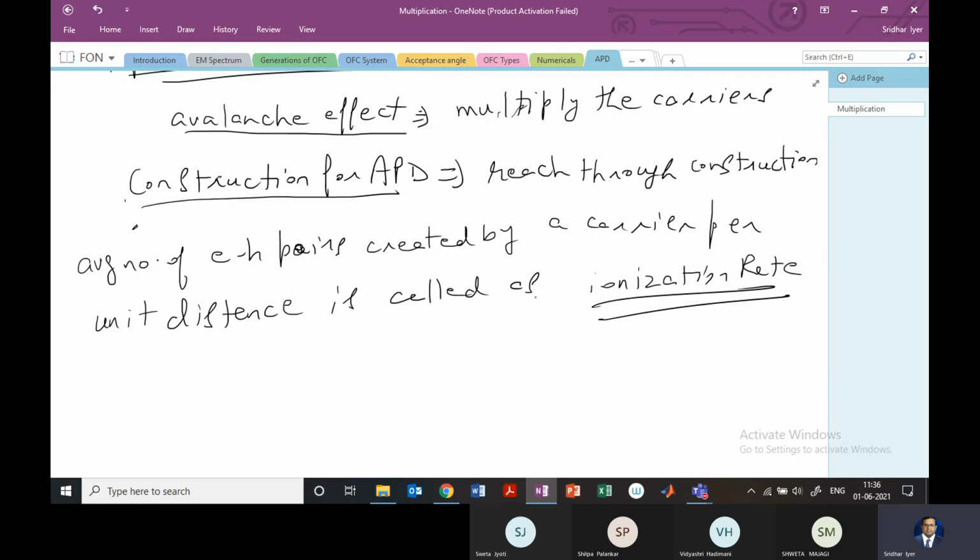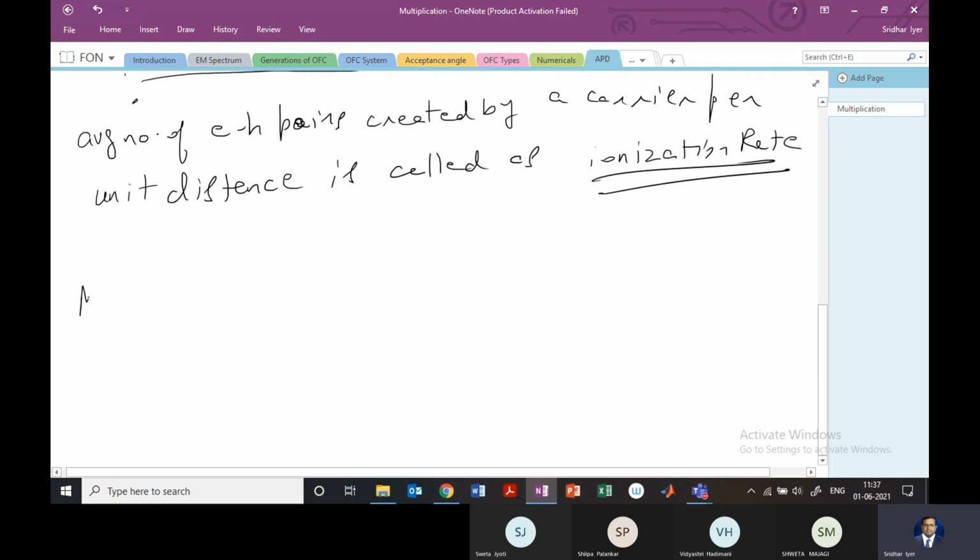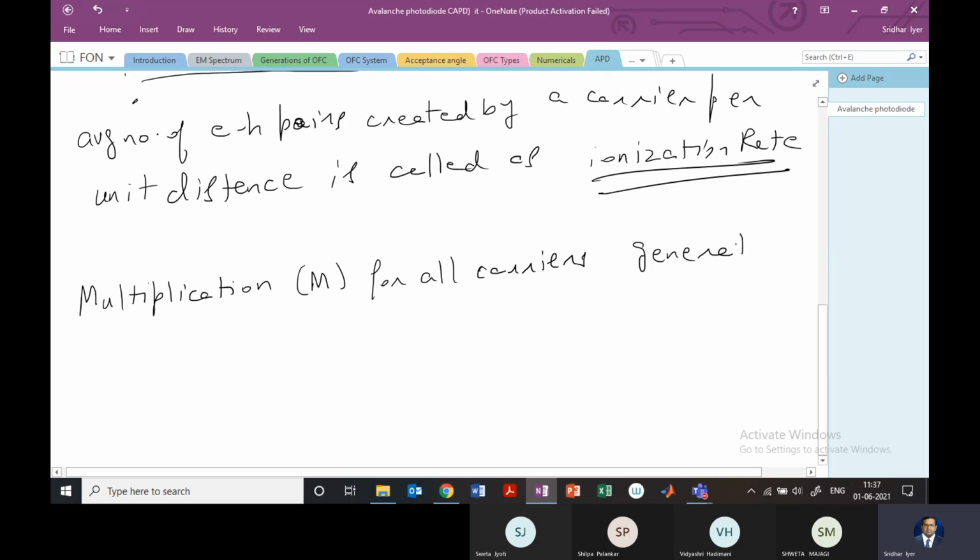So in the notes, I have also shown a graph which shows different materials and how their ionization rate will vary with the electric field. So you can just look at that, right? What is important is the mathematics of the APD. So we'll call the multiplication M for all carriers generated in the photodiode.